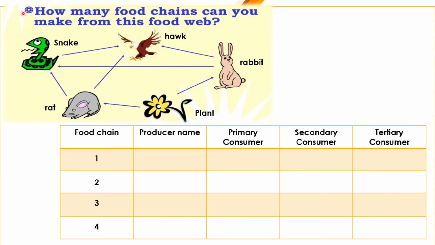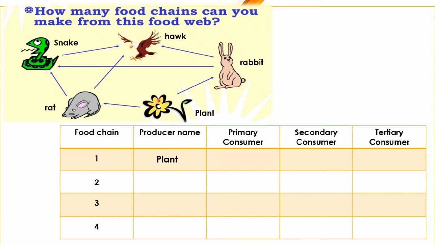So this time let's have this one. How many food chains can you make from this food web? Again, when you say food web, it's a series of food chains. So from here I write 4 food chains. From this diagram, technically the plant is our producer, because this plant produces the food of the rabbit and the rat. Alright, so let's start.